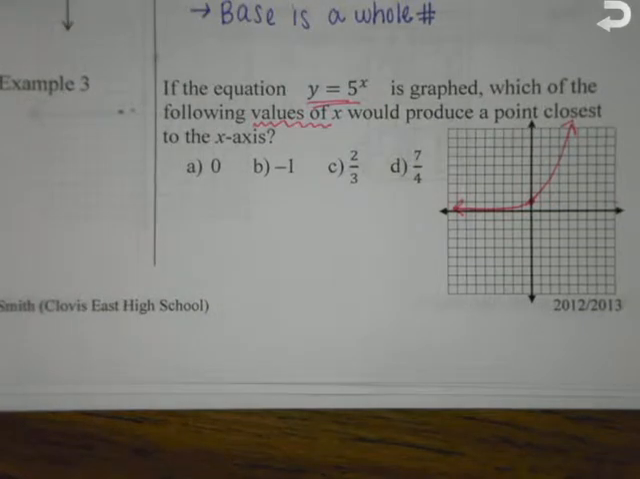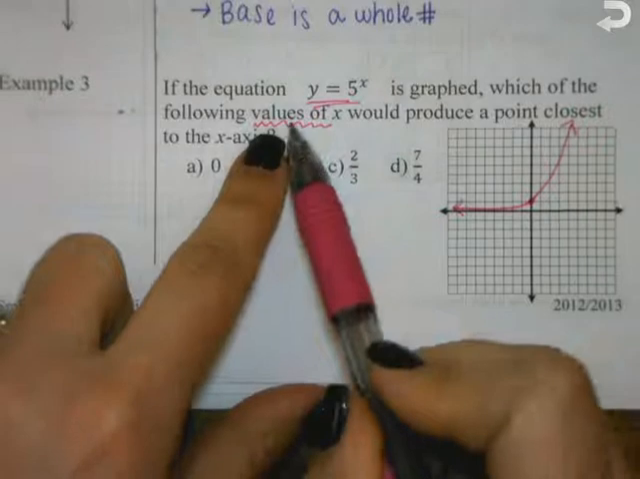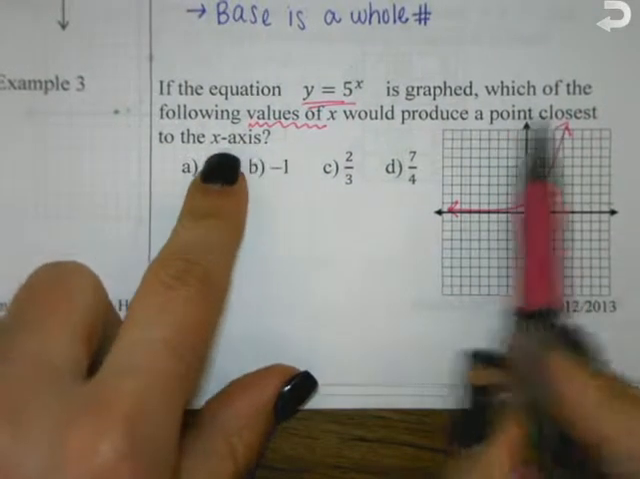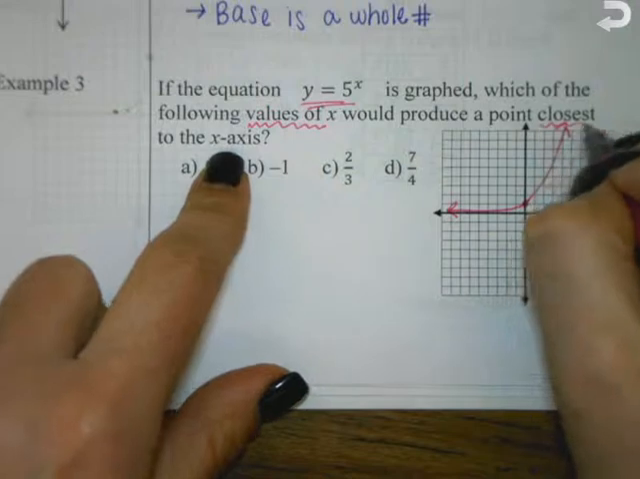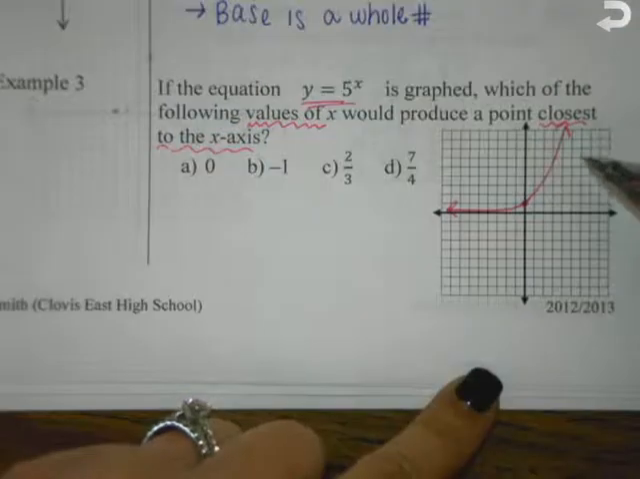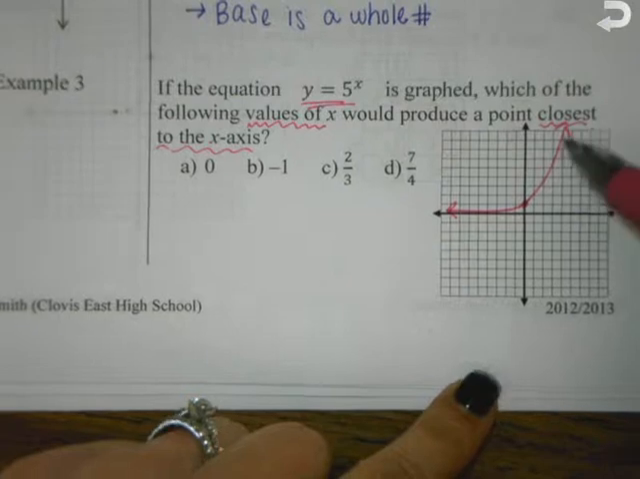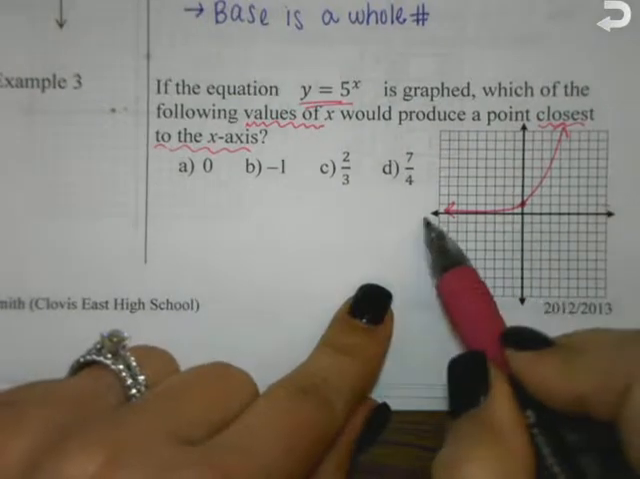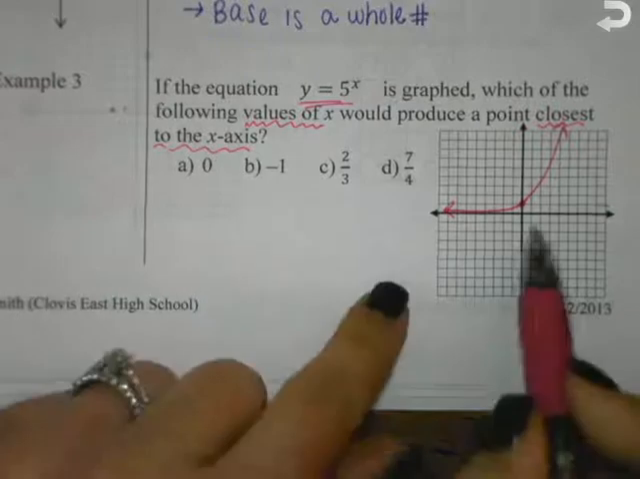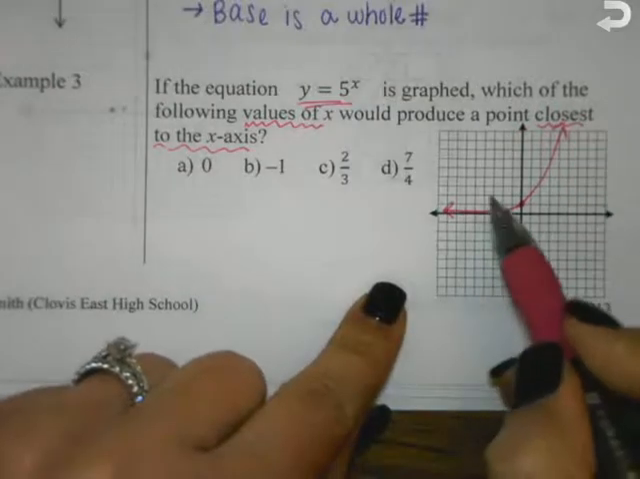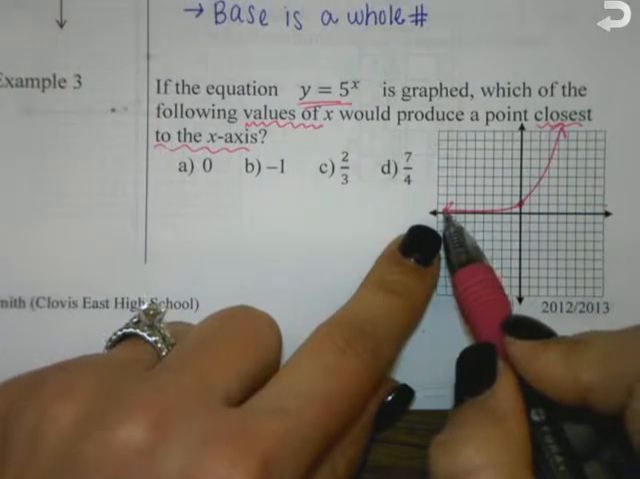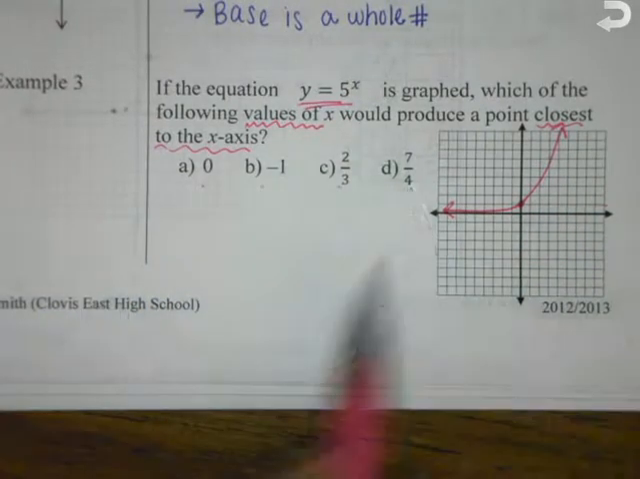But then let's look at what the question is asking again. Which of the following values of x, so remember we're looking at the x-axis, would produce a point closest to the x-axis? When is my graph getting closer to the x-axis? Is it getting closer as my x's get smaller to the left, or is it getting closer as my x's get bigger? Well, it's getting closer as we go to the left, right? So which of these x values is the smallest?